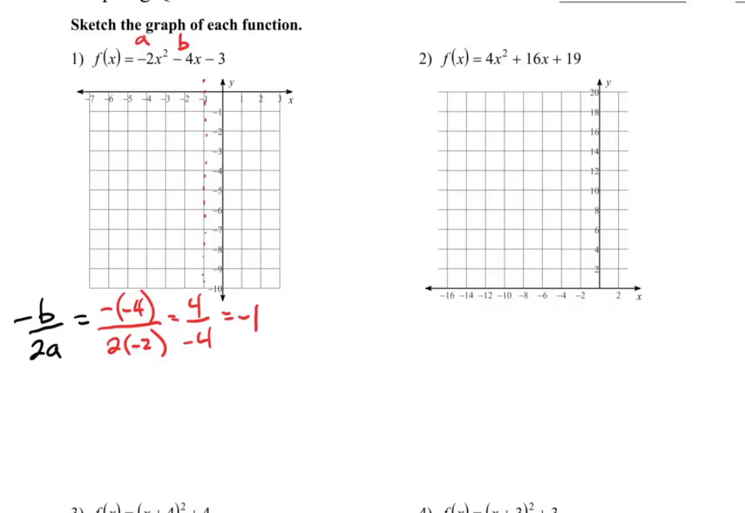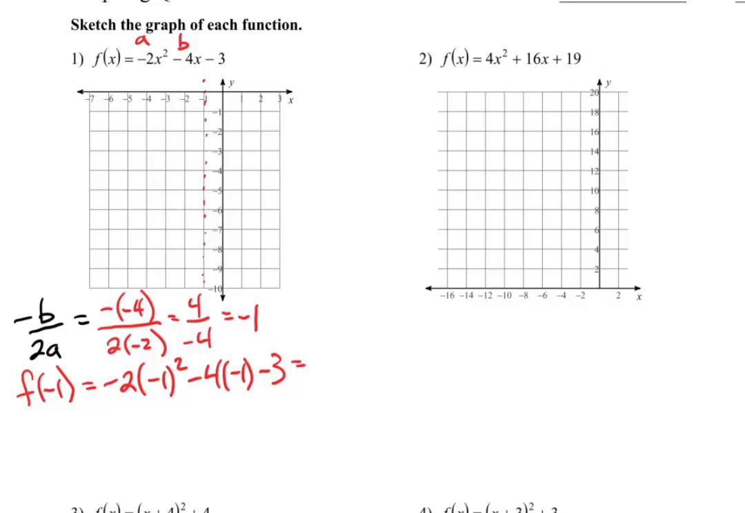We're going to have a reflection across that line, but we also have to find out where vertically the vertex is. So we're going to do that by plugging into the function. The function is defined in this case as f of x. What we're really looking for is f of negative 1, which means to substitute negative 1 into the equation. We have negative 2 times negative 1 squared minus 4 times negative 1 minus 3.